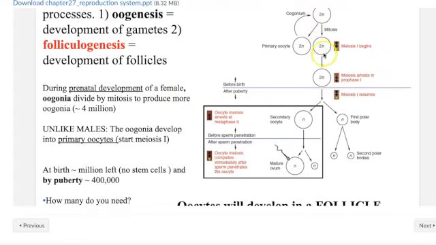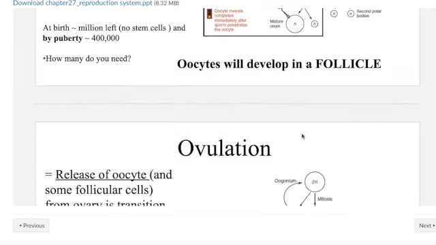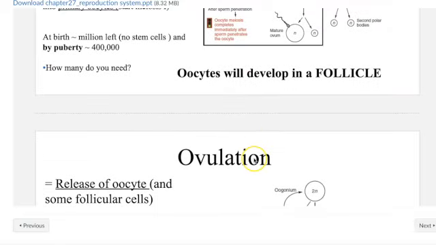So here is the meiosis. It stops at prophase 1, then after puberty, it will resume. Then it will stop at metaphase 2, at the secondary oocyte. This is before the sperm gets in and fertilizes the egg. Once the sperm penetrates, then the oocyte's meiosis will be complete. That's how the female ovarian cycle works. Then the oocyte will develop in a follicle.